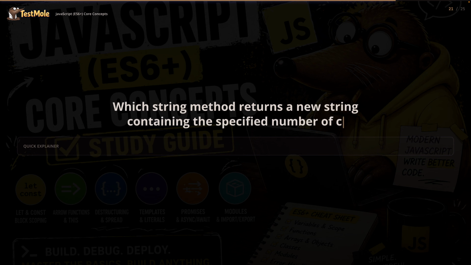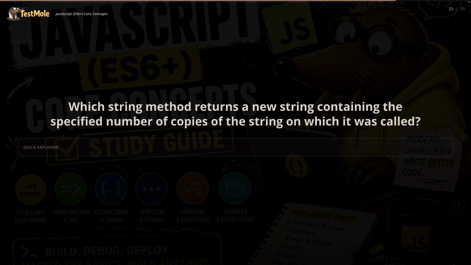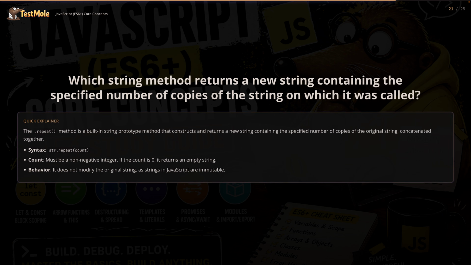Which string method returns a new string containing the specified number of copies of the string on which it was called? The .repeat method is a built-in string prototype method that constructs and returns a new string containing the specified number of copies of the original string, concatenated together. Syntax: str.repeat(count). Count must be a non-negative integer. If the count is 0, it returns an empty string. Behavior: it does not modify the original string, as strings in JavaScript are immutable.